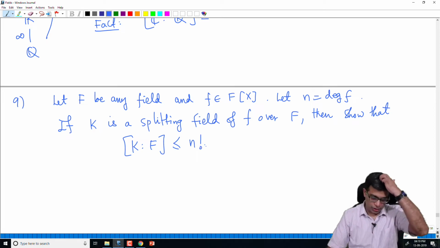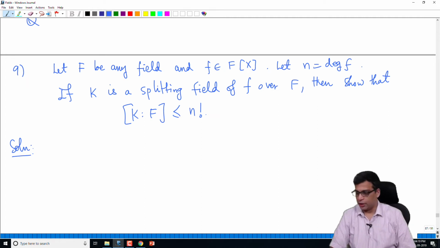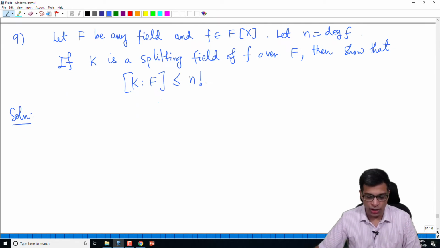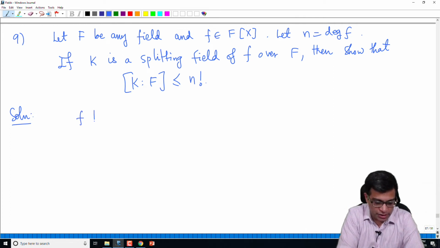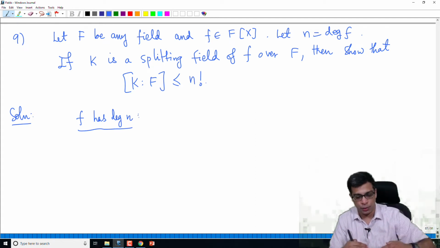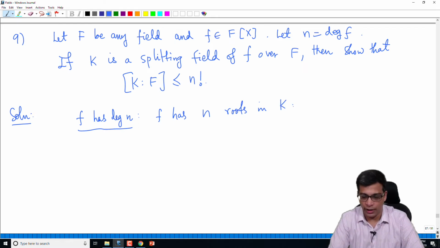Okay, so this is also easy. Let me quickly do the solution of this. I'll sketch the solution without giving you the full details. How do you construct the splitting field? So f has degree n. I'm going to give you the worst case scenario, in other words, the largest degree possible for K. So suppose f has n roots in K.